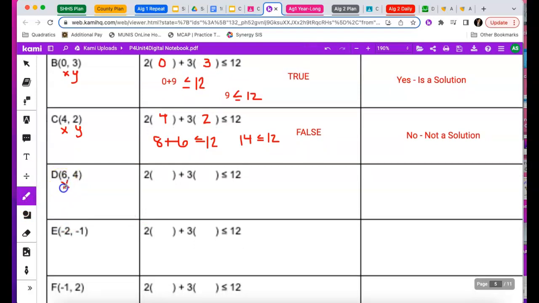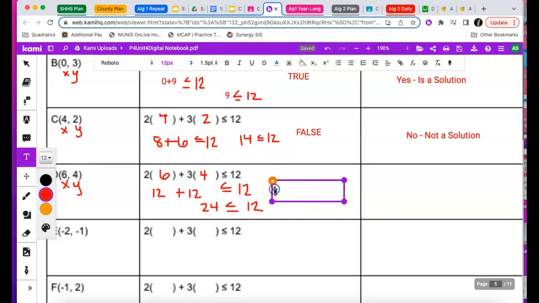So the first number is your x, the second number is your y. So we'll do 2 times 6, which is 12, 3 times 4, which is also 12. So is 12 plus 12 less than or equal to 12? Well, 12 plus 12 is 24. Is 24 less than or equal to 12? Is 24 less than 12? No, it's greater than. So this is a false. False means no, it's not a solution.